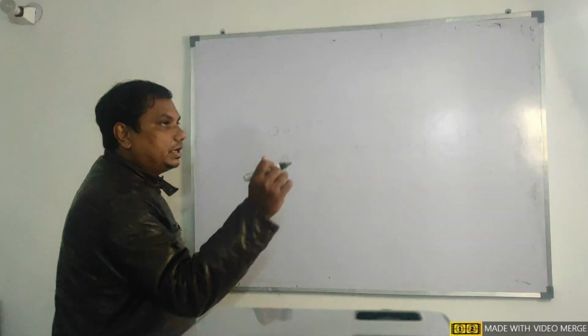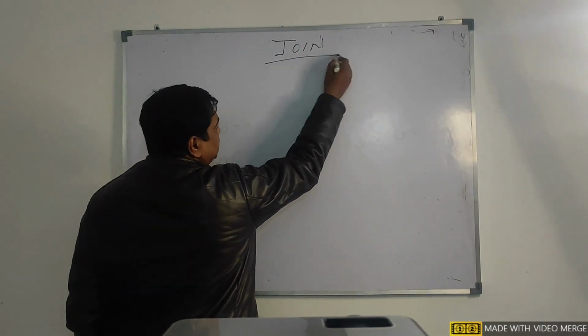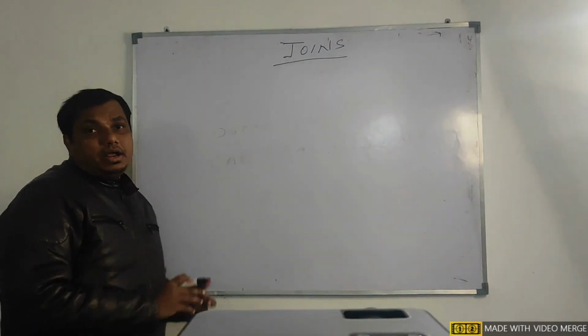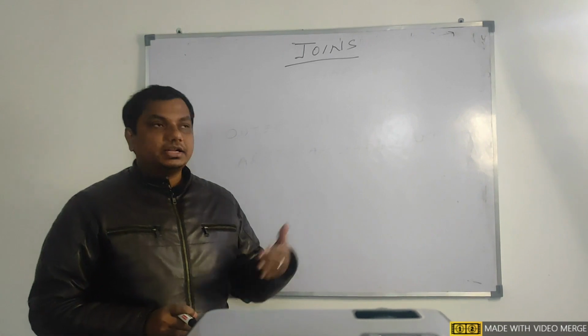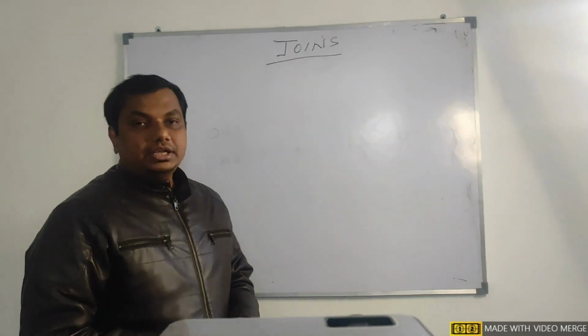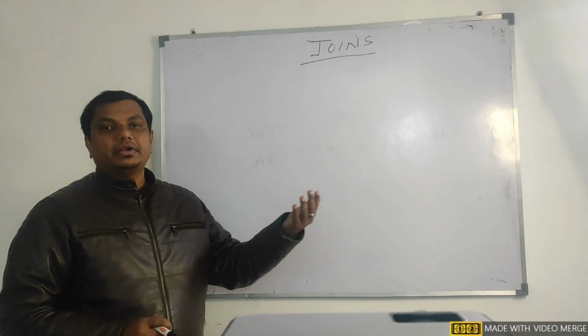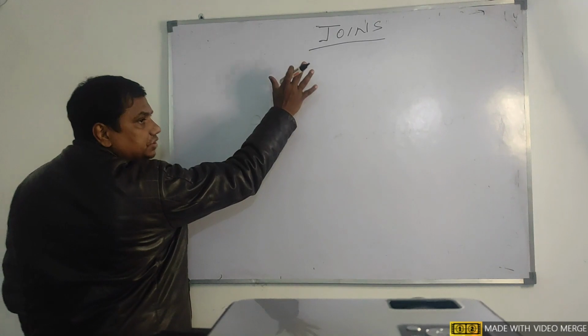So today we are going to learn a topic called joins. What is a join, when we use it, and where in real time we will use joins, and the types of join like Cartesian join, equi-join, self-join, and outer join. And outer join is further divided into three: left outer join, right outer join, and full outer join. So first we will learn what is a join.